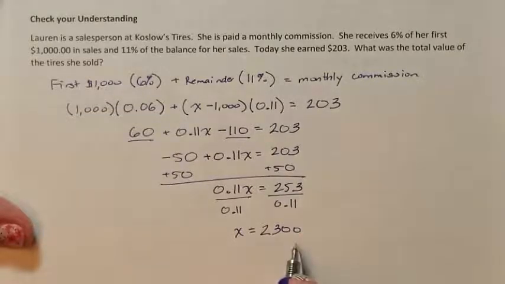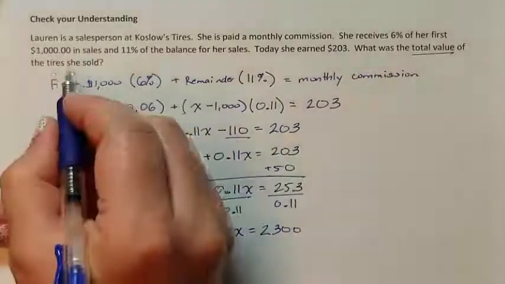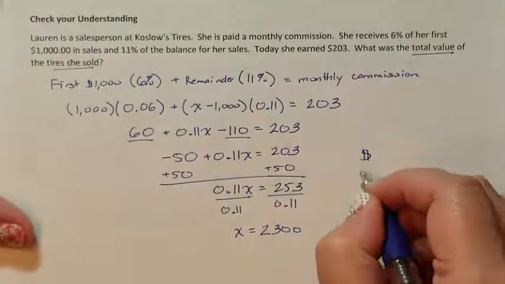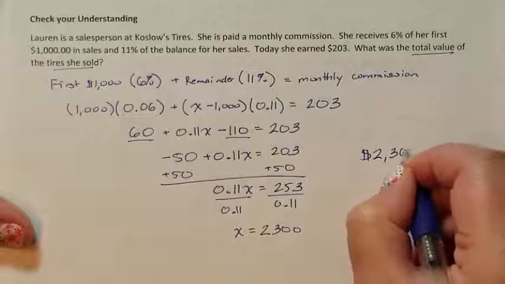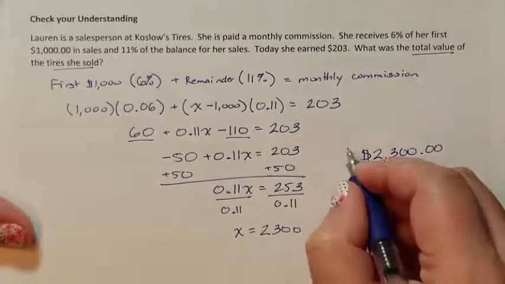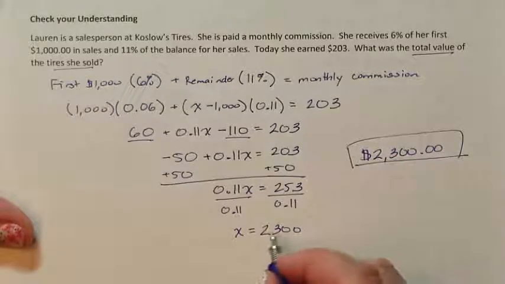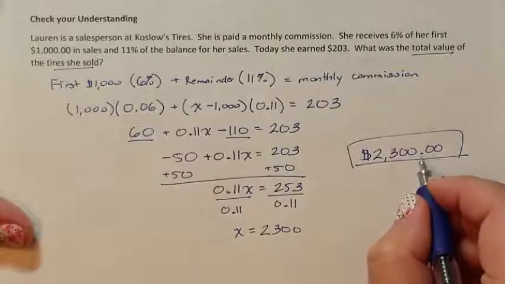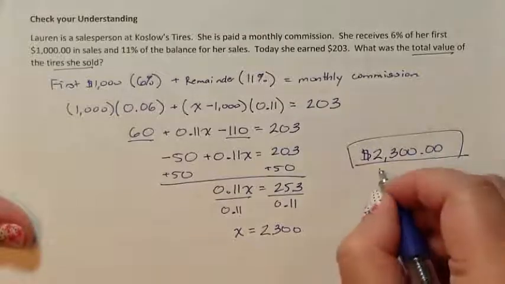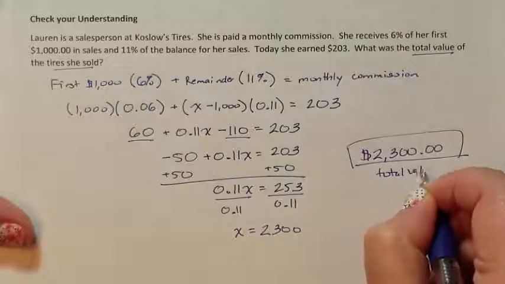Now what does this mean? It asks what the total value of tires sold is. So she sold $2,300 worth of tires. Make sure I see the comma for the place value and the decimal for dollars and cents. This is the total value of tires sold.